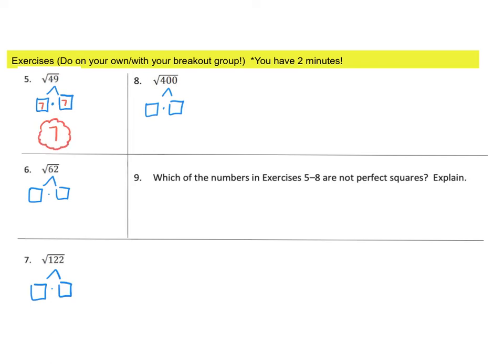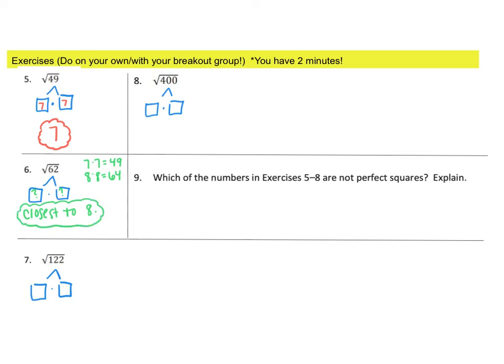For 62, you should have identified that there's no perfect square that equals 62, right? We have 7 times 7 is 49. 8 times 8 is 64. So it's in between 7 and 8. It's closest to 8. All right. And that's our answer right here.